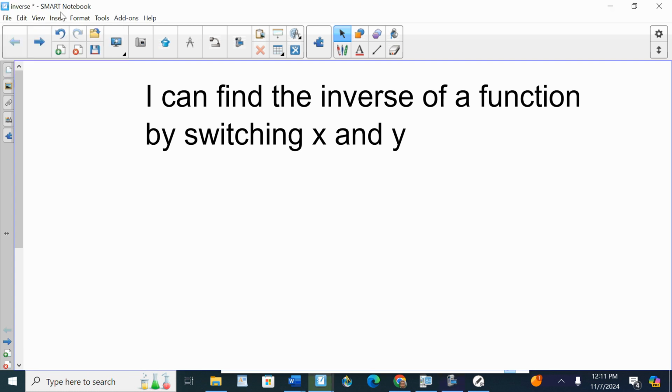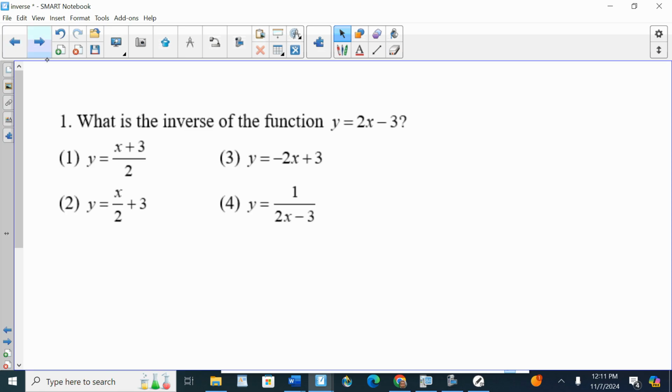I can find the inverse of a function by switching x and y. There's a couple of different ways to do this, but both of them are going to involve switching x and y. If it's multiple choice, I have a giant shortcut for you, but either way, to find the inverse, we switch x and y. Number one, what is the inverse of the function y equals 2x minus 3?